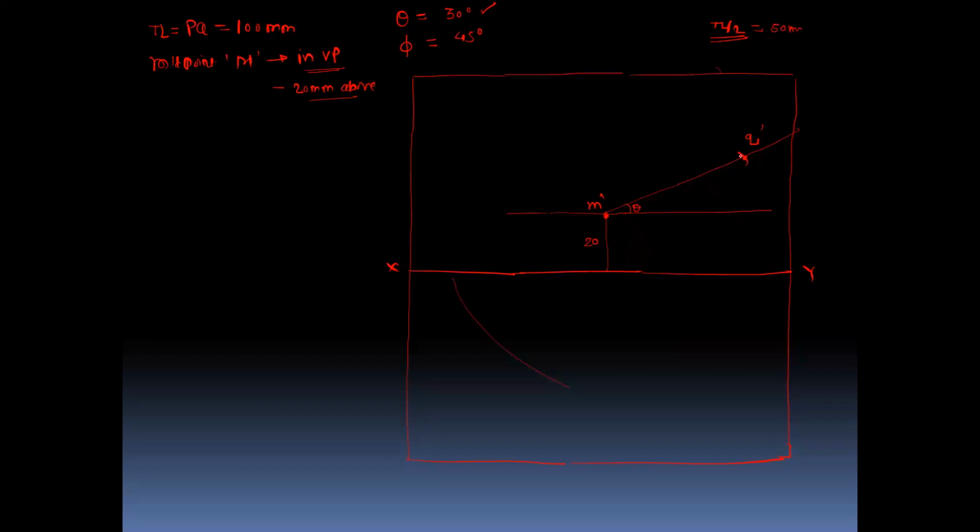Now from this point, that is the Q1 dash, you can get the locus of point Q dash. So draw one horizontal line. This horizontal line is the locus of Q dash. So on this line somewhere, we can get the actual location of the Q dash, that is the front view. Okay. So this distance M dash Q1 dash is true length upon 2. Okay.